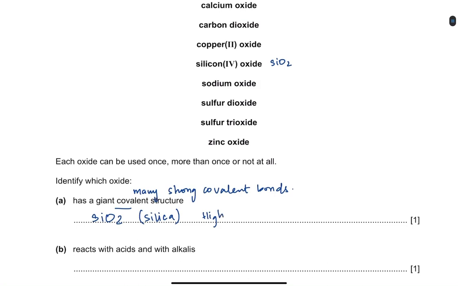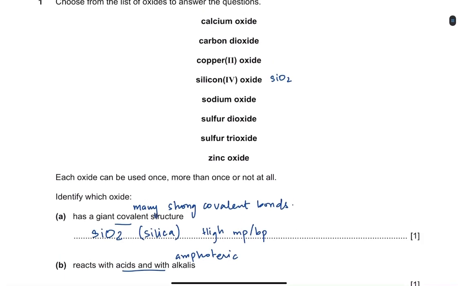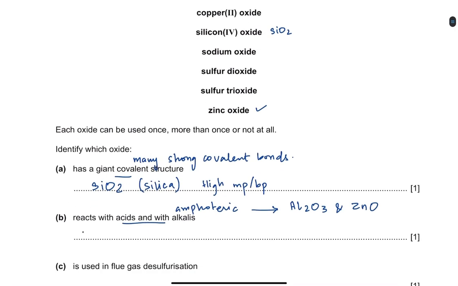I'll be annotating my answers for some extra information also. So it's a high melting and boiling point compound. Reacts with acids and with alkalis. Now this means the compound is amphoteric. Amphoteric oxides are the ones which react with acids and alkalis both. So we need to go back and see. We have only two amphoteric oxides that we generally go for. First is aluminium oxide and the other is zinc oxide. I can't find aluminium oxide over here, but I can clearly see zinc oxide. So zinc oxide is the answer for part B.